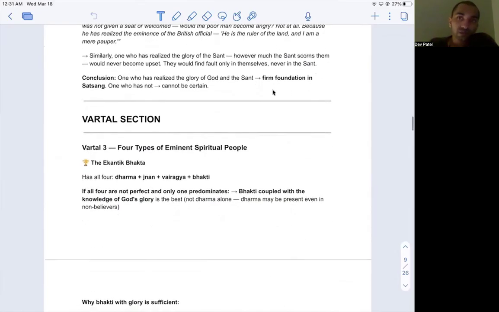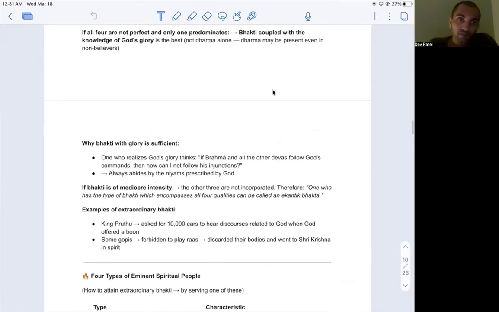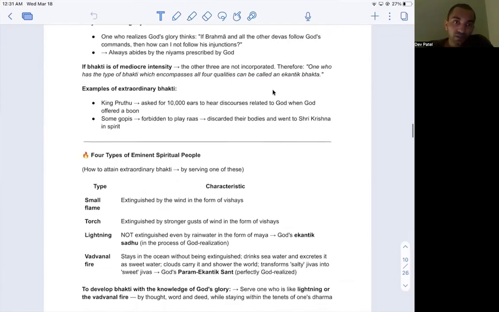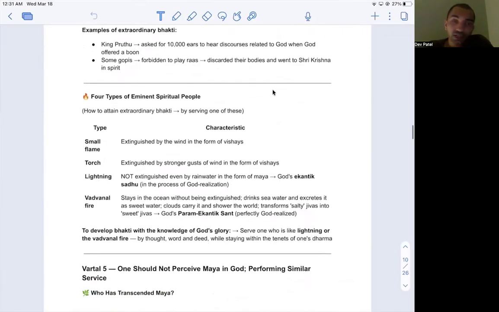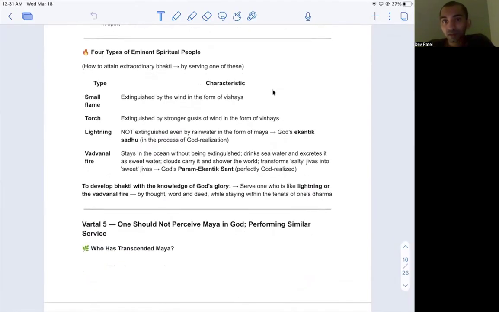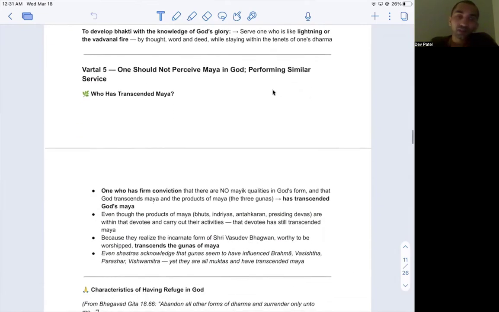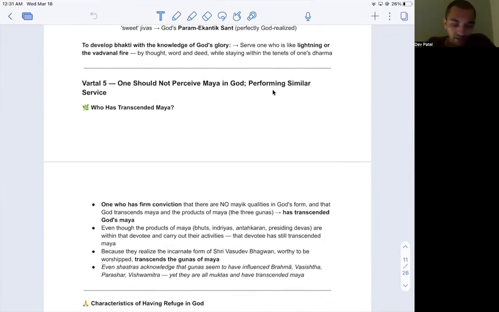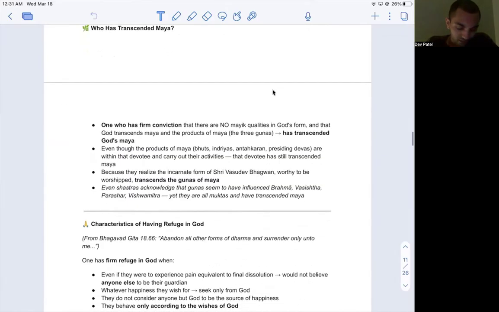Four types of eminent spiritual people. We have the gnan, vairagya, bhakti qualities of those: small flame, torch, lightning, and the fire of the ocean, the vadvanal, which stays in the ocean without being extinguished. It drinks sea water and excretes it as sweet water. In the same way, these God-realized people transform salty jeevs into sweet jeevs. What about L5? Not perceiving faults in God and performing similar great service.